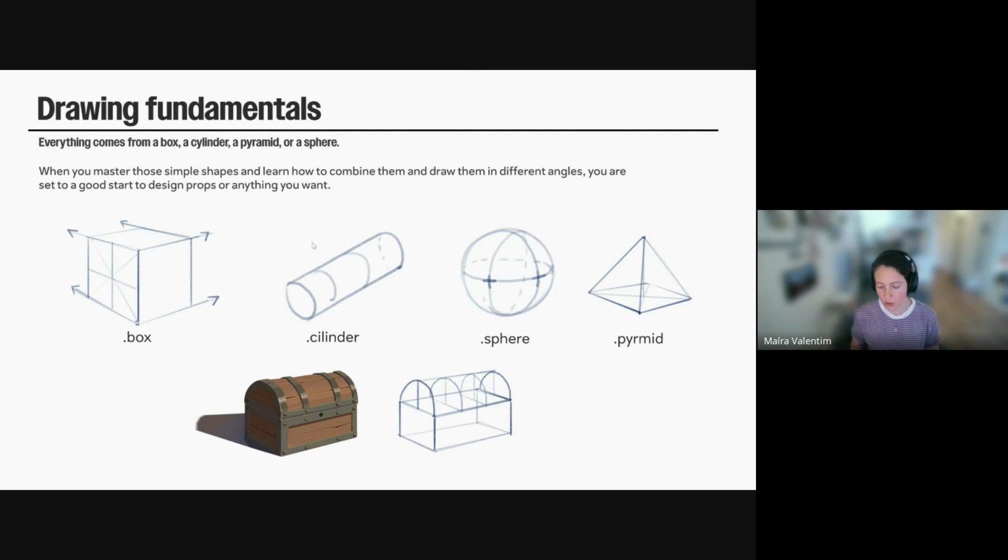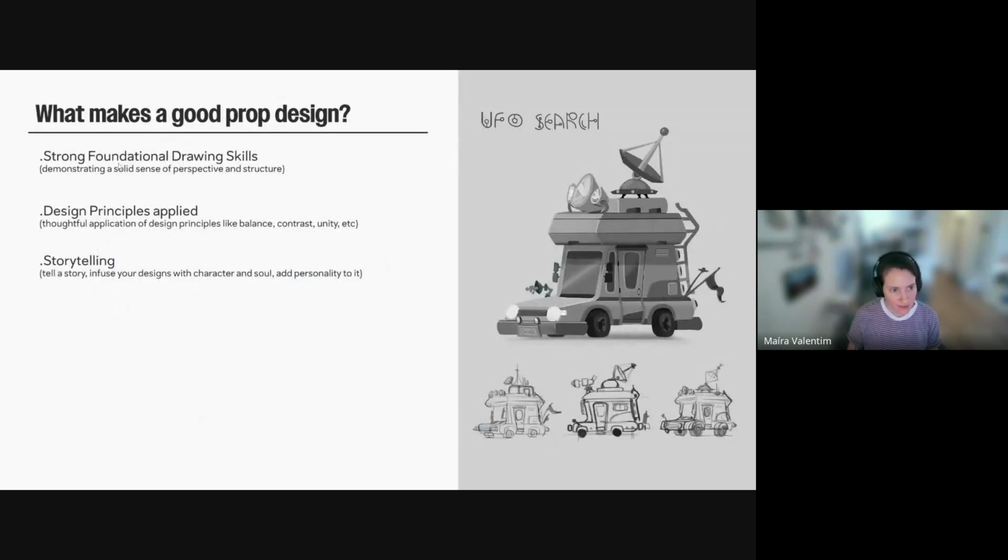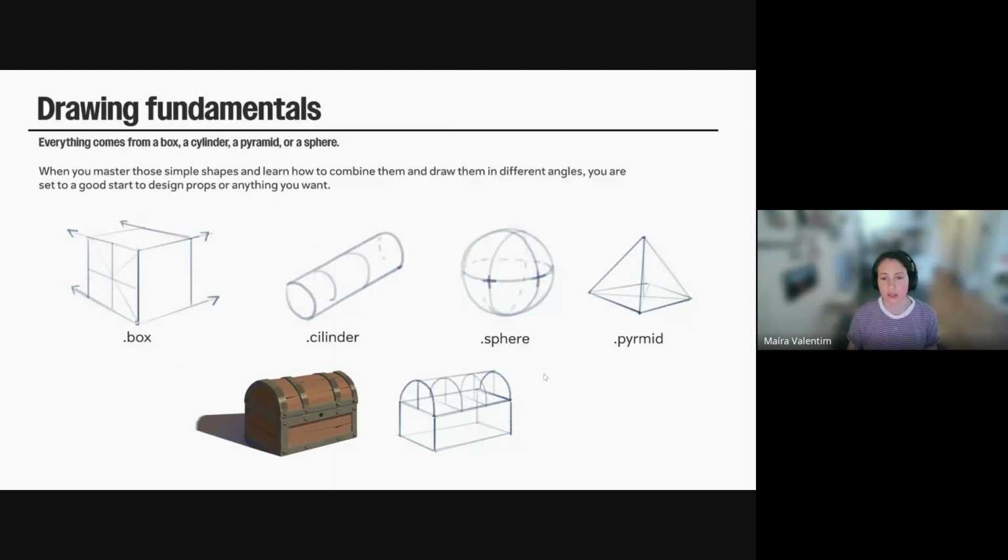So as drawing fundamentals, what does it mean, right? It means many things, but I want to emphasize the construction of drawing at first, because then you have lighting, you have rendering, you have all those other things and composition, blah blah blah. But as a beginner, this foundation skill here is basically this. It took me a while to understand that everything comes from a box, a cylinder, a sphere, or a pyramid.